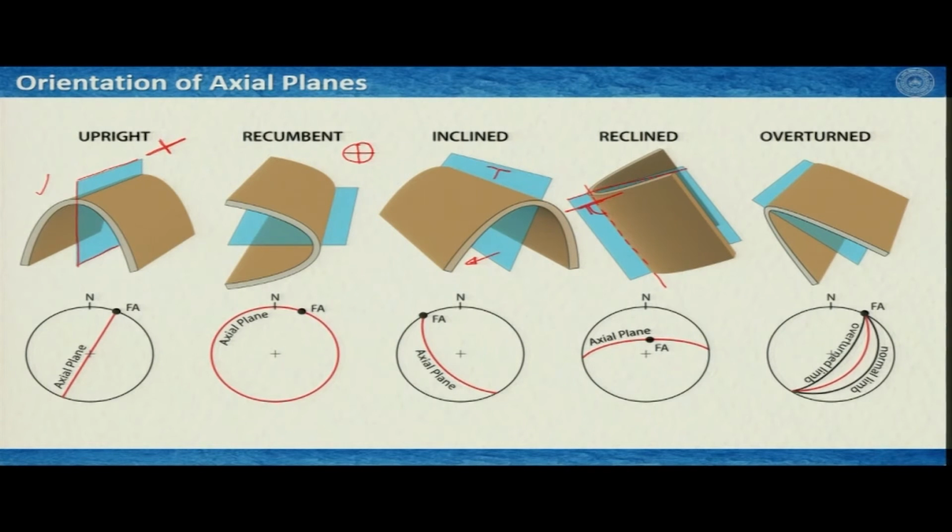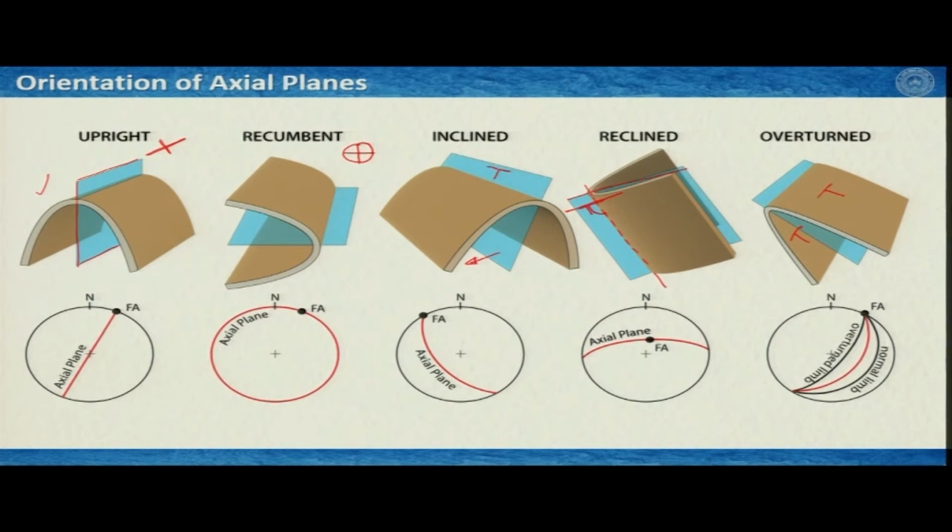The overturned fold is something that has both limbs dipping in the same direction. So this one you see is dipping in this direction, and this one is also dipping in the same direction but with a different dip angle. You can also see them in the stereo nets, and stereo nets are the best way to visualize. If you plot the axial planes in the stereo net, you can clearly identify whether your fold is upright, recumbent, inclined, reclined or overturned, together with the fold axis.